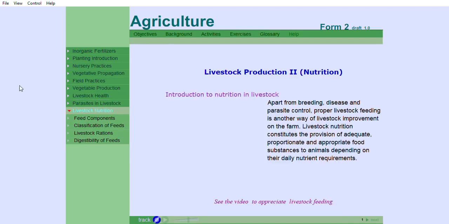Livestock production 2 or nutrition. Nutrition in livestock. Apart from breeding, disease and parasite control, proper livestock feeding is another way of livestock improvement on the farm. Livestock nutrition constitutes the provision of adequate, proportionate, and appropriate food substances to animals depending on their daily nutrient requirements.